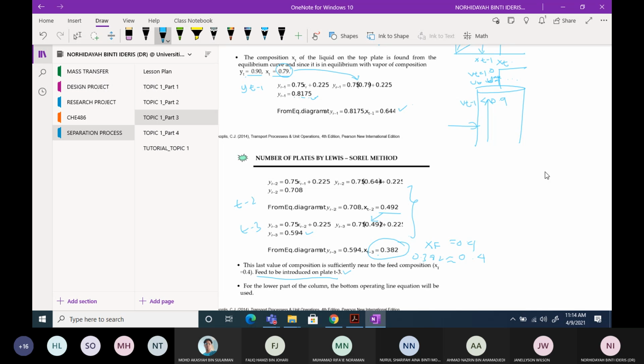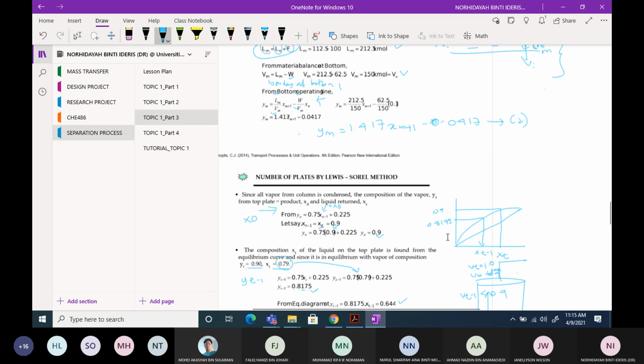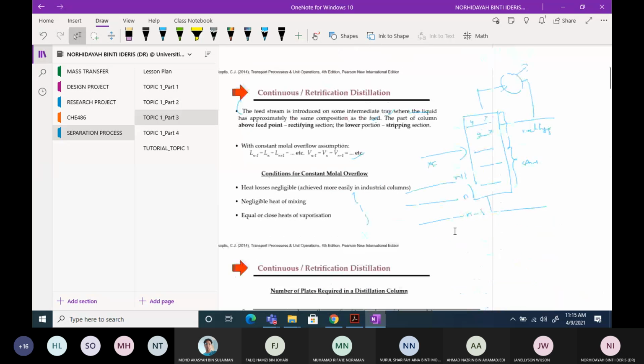I hope it shouldn't be a problem, for the step to get 0.492. Then again put the value inside the equation, and you get the new value, the composition at t minus 3, equal to 0.382.